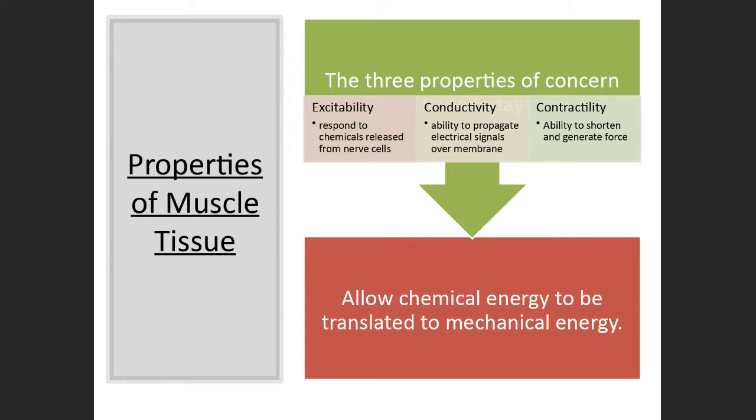So what do we mean with all these three properties? It's basically allowing electrical energy to be converted into chemical energy, which will be converted into mechanical energy. Easy for me to say. So we've got an electrical stimulus happening down the action potential in the nerves. That will then change into chemical energy as various neurotransmitters get released, and that will then lead to mechanical energy in the form of muscle contraction.